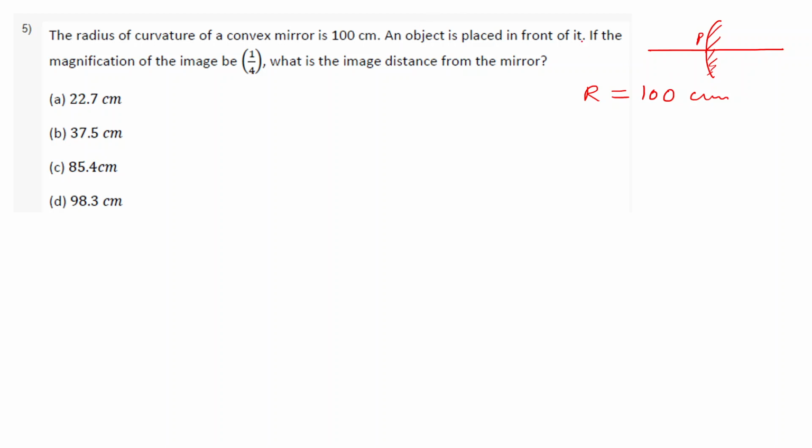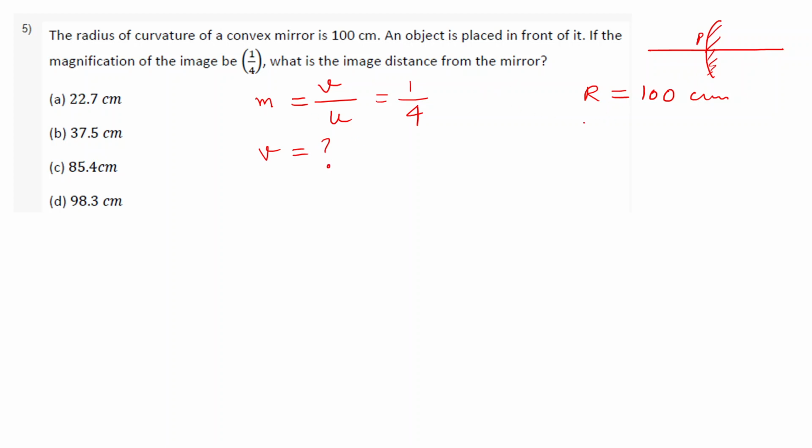An object is placed in front of it. If the magnification of the image is 1/4, magnification, which we know is the ratio of image distance to object distance, that magnification we have been given as 1 by 4. What is the image distance from the mirror? We need to find out.